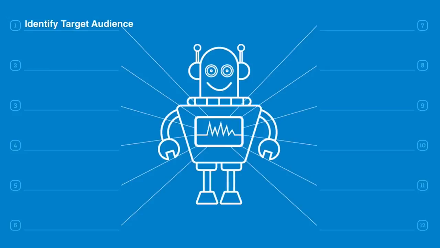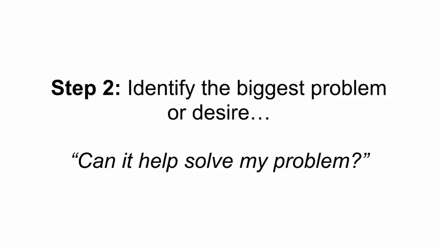Right, that brings us to step number 2, which is identify their biggest problem or desire. And that answers the question, can this help solve my problem? So in this section, you're going to name your target audience's biggest problem, challenge, or desire. And the more specific you are, the better. So this is typically done in the headline, and it continues into the first few paragraphs of your presentation.